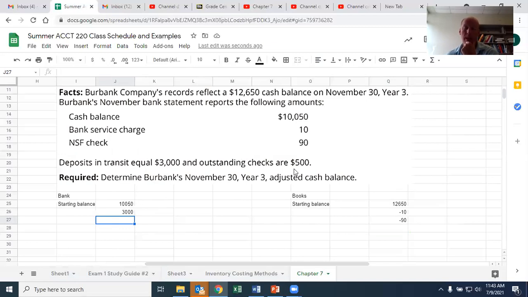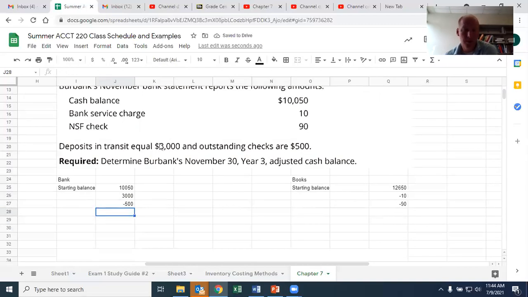Okay, outstanding checks, again, the bank doesn't know about those, right? We wrote those, so we know about them, but the bank doesn't know. Those checks, as soon as they're cashed, they're going to reduce down and then determine Burbank's November 30th, year 3 adjusted cash balance.